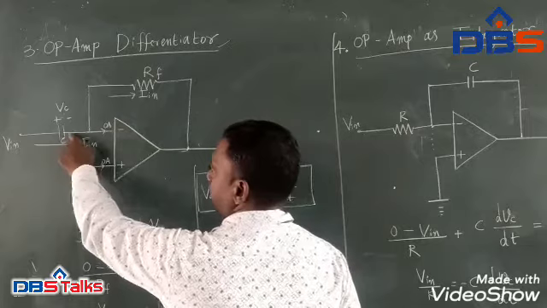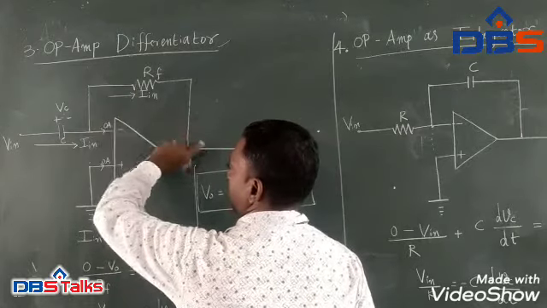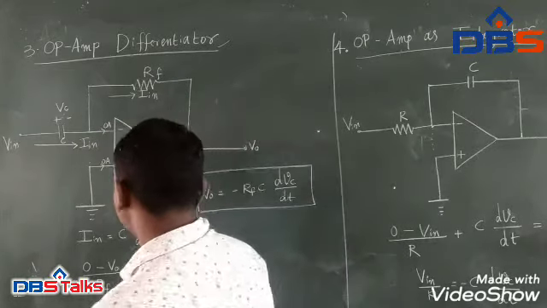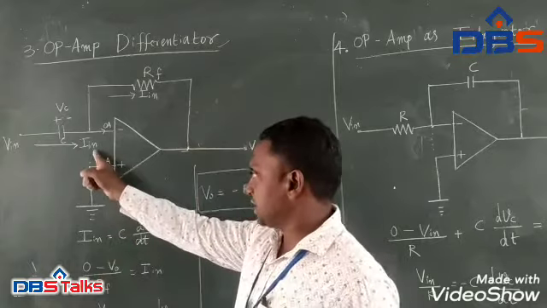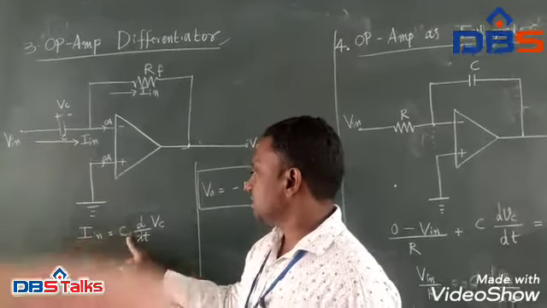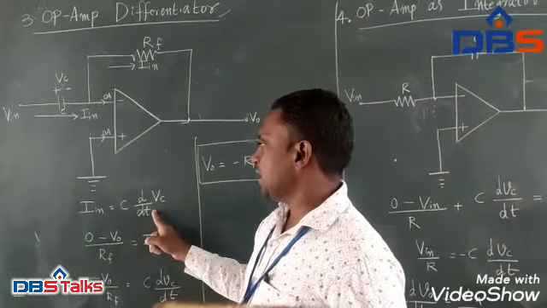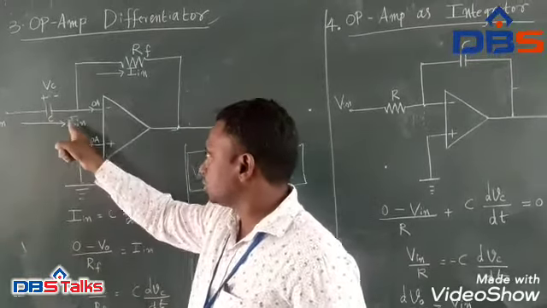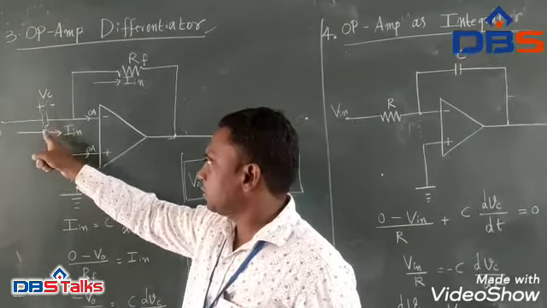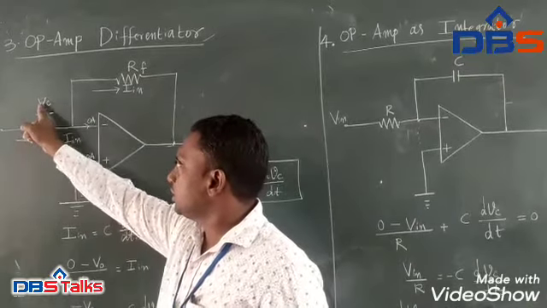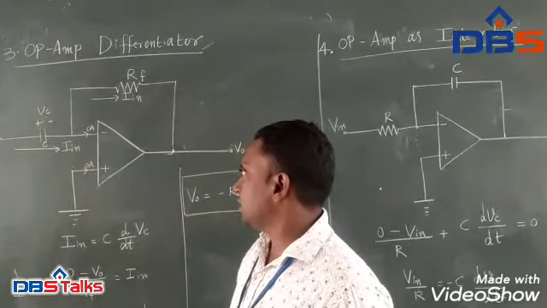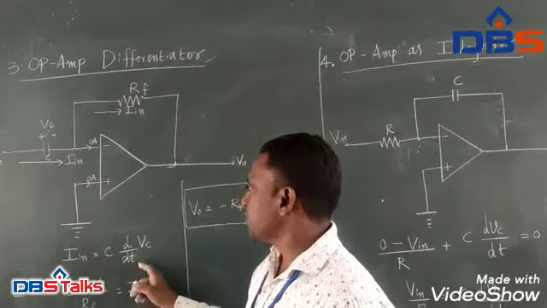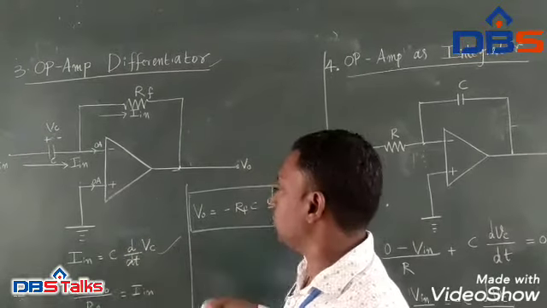Operational amplifier, on the input side we connect a capacitor, and between input and output a feedback resistor is there. In this circuit, the input current IN is equal to C dVc by dt, because we know that the current through the capacitor I is equal to C dV by dt. So the current passing through the capacitor, IN, is equal to C, the capacitor value, times dVc by dt, the rate of change of the capacitor voltage. This is an important equation to write before going further.